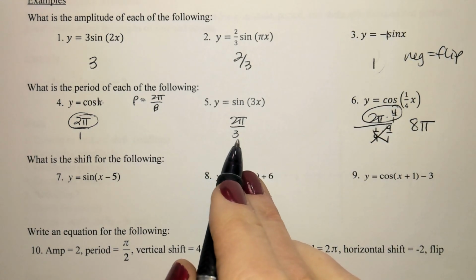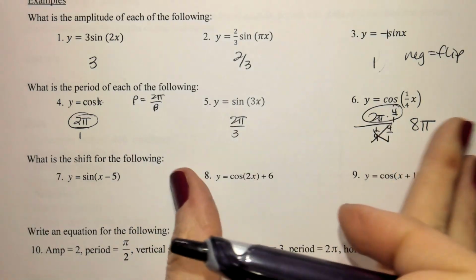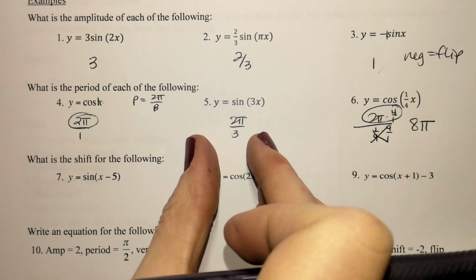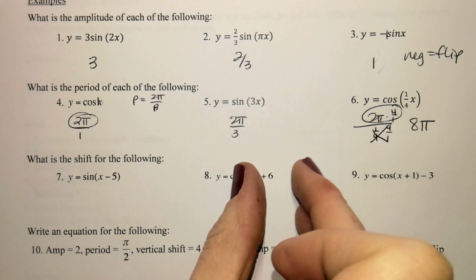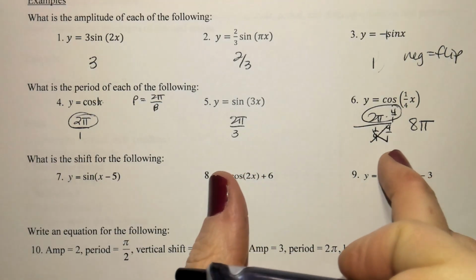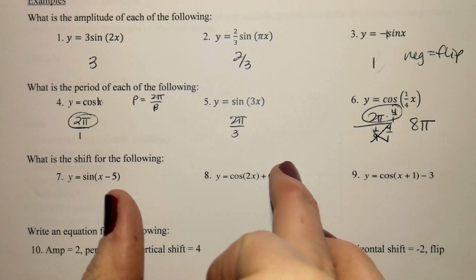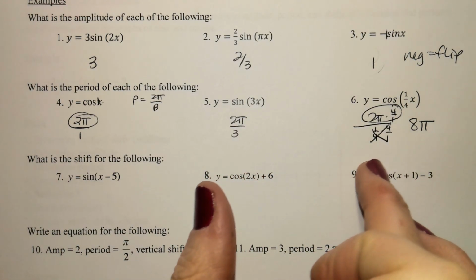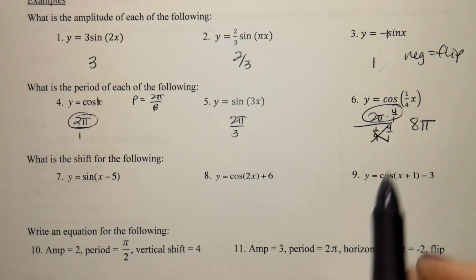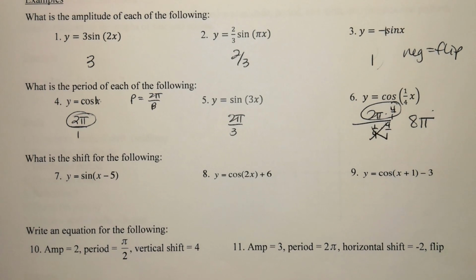So this is a shrunk period. You are squeezing things into a 2 pi over 3. That's less. And then this is a long, like, stretched your slinky out. So it's a real slow graph. You don't get a lot of action in 8 pi because you've pulled the slinky apart.